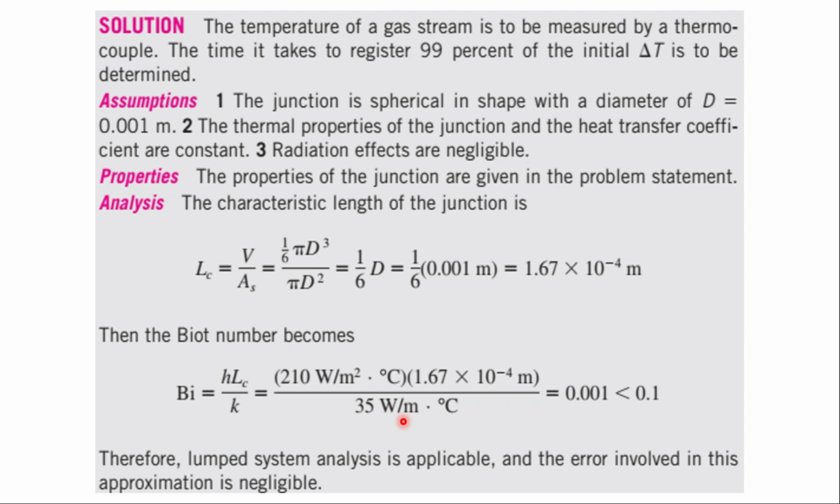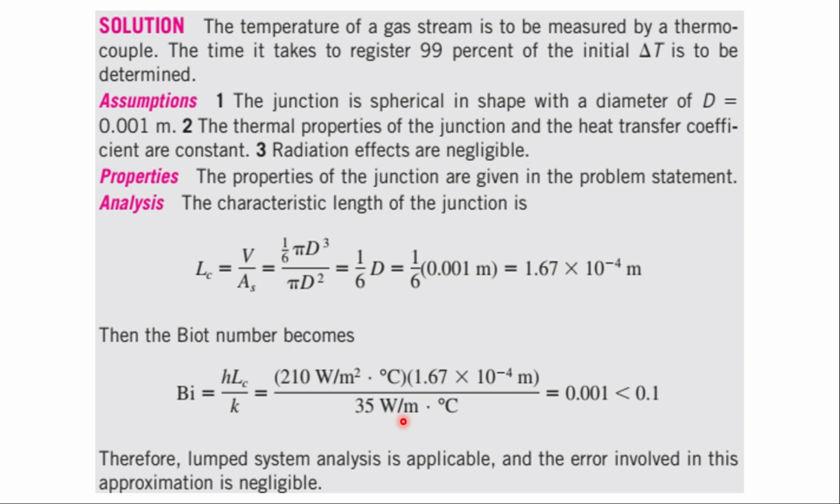We have to take some assumptions. Number 1, the junction is spherical in shape with a diameter D of 0.001 meter. Number 2, the thermal properties of the junction and the heat transfer coefficient are constant. And number 3, we will neglect the radiation effects and the radiation heat transfer. The properties of the junction are given in the problem statement, so we don't have to look for properties of the junction. First of all, we'll have to go for the characteristic length.